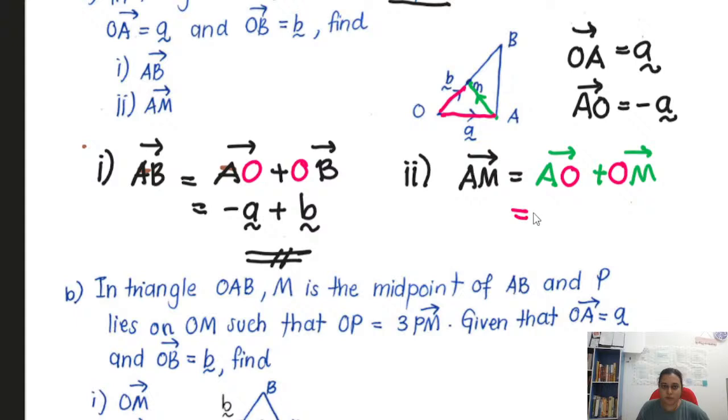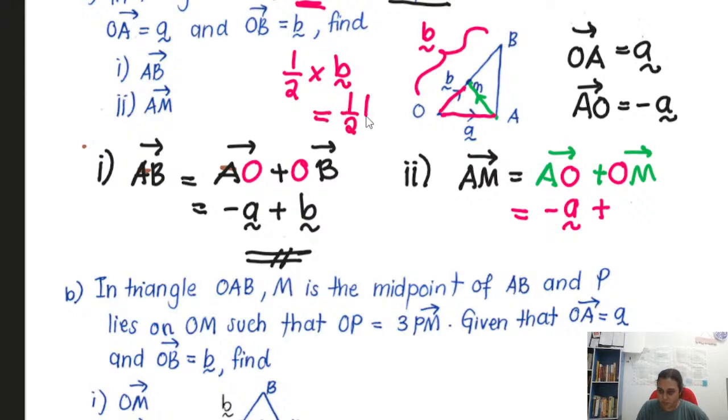Alright. AO, do we know what is AO? Yes, kita tahu negative A. OM, how to find OM? Okay, the whole thing is B, isn't it? Kesemuanya O sampai B ialah B, betul tak? So they say M is the midpoint. So separuh daripada B ialah apa? What is half of B? Separuh daripada B ialah 1/2 B. Okay, so OM is 1/2, half of B. So this is your answer for A and B.